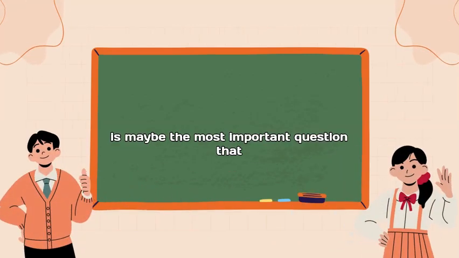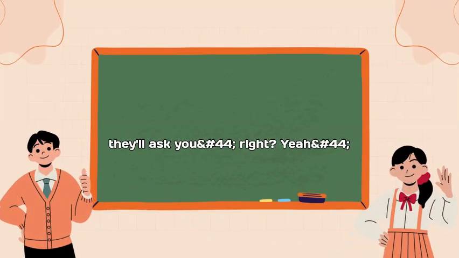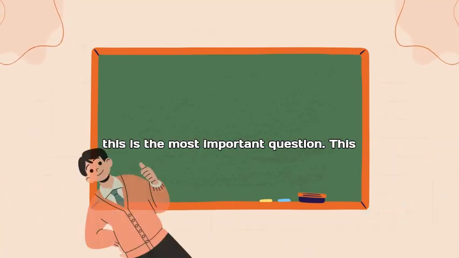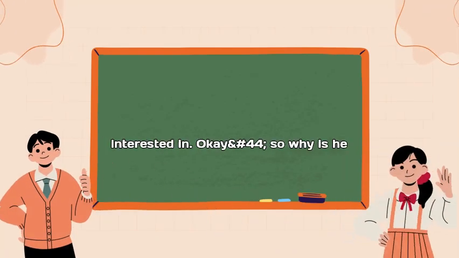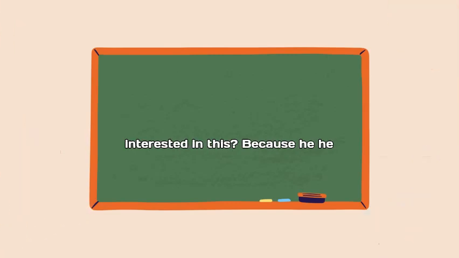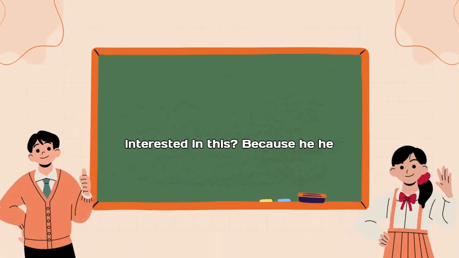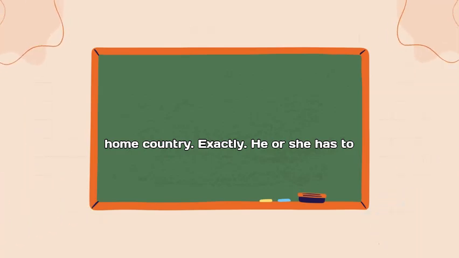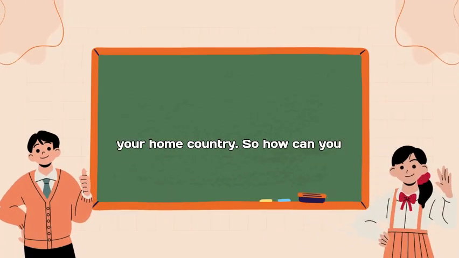Well, I think this is maybe the most important question that they'll ask you, right? Yeah, this is the most important question. This is what the interviewer is most interested in. Okay, so why is he interested in this? Because he has to be sure that you will not become an illegal immigrant to the United States. So that you will return to your home country. Exactly. He or she has to be convinced that you're going to return to your home country.